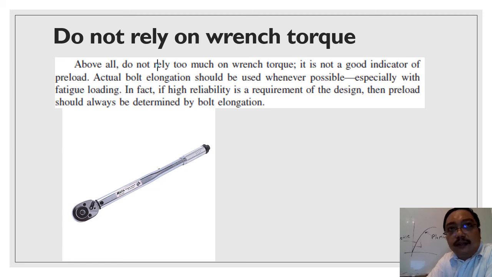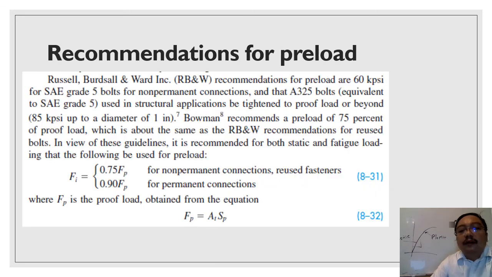Do use the wrench, but do not rely on it too much. Russell, Burstall and Watt, RB&W, recommendation for preload is 60 kpsi for SAE grade 5 for non-permanent connection. You can read this statement. This is the recommended preload. So initial force is 0.75 Fp for preload. For permanent joint connection, use 0.9 Fp.